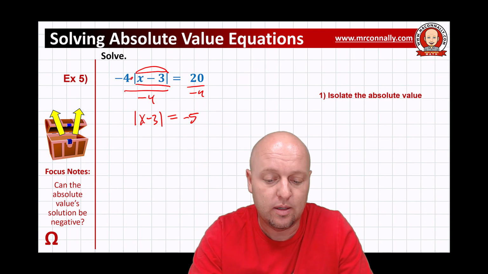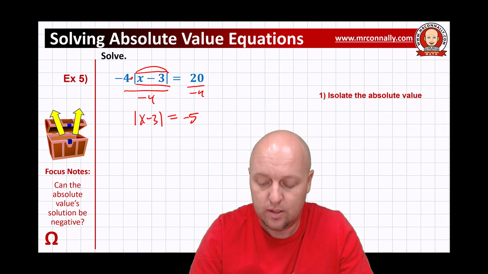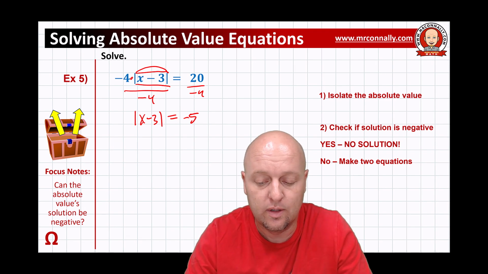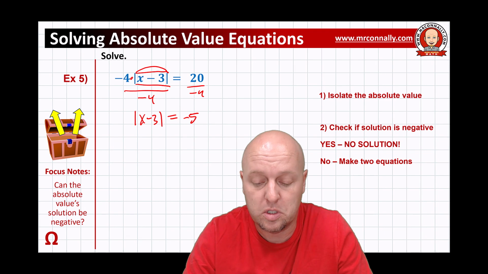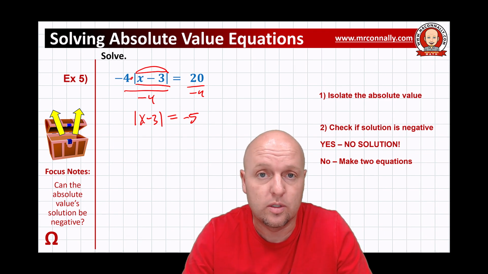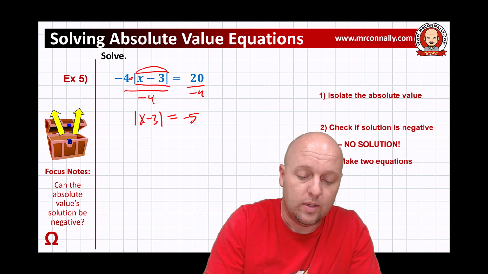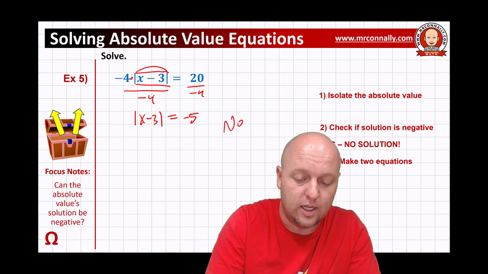So because of that, when you come to this part, you should check your solution. If the solution says it's negative, then that means the answer is no solution. If it was positive, then you could make two equations and do the problems like we did on the previous four. Okay, so we could actually stop here and just say no solution.